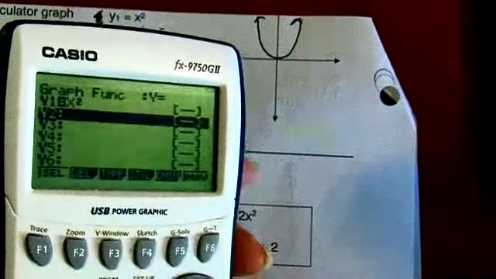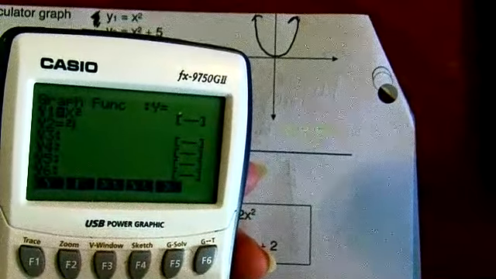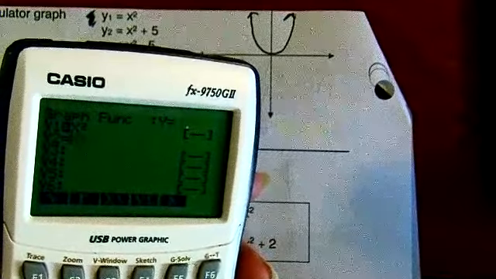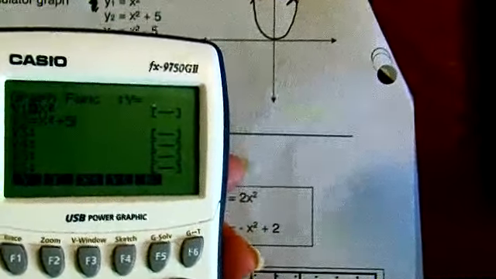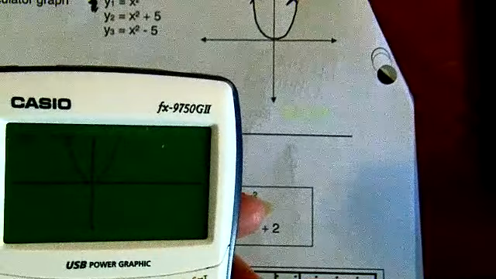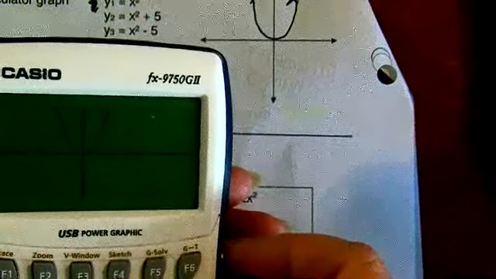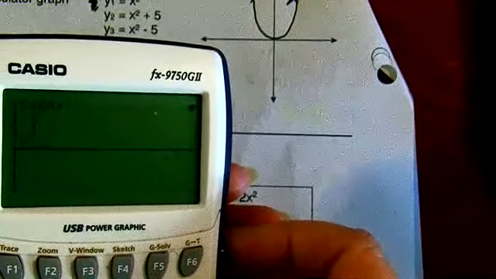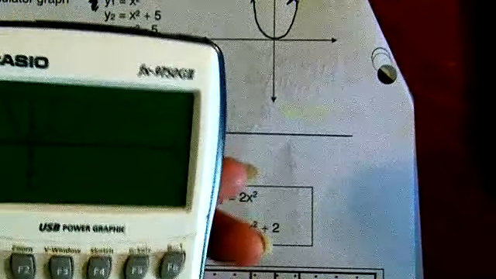And the second one I want to put in is x squared. Now this is a different place. x squared plus 5. Now let's just look at that one. There's x squared. I don't see this one. It's actually hiding because I've got it so much over here. No, where is it? Let me go back.